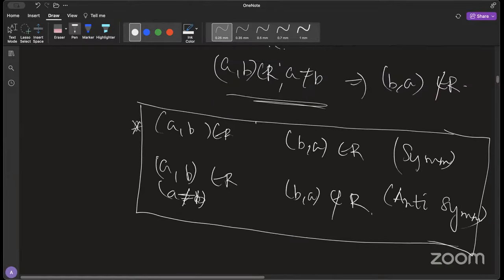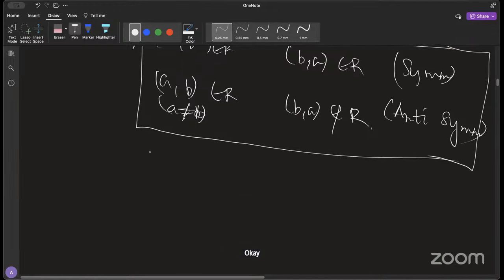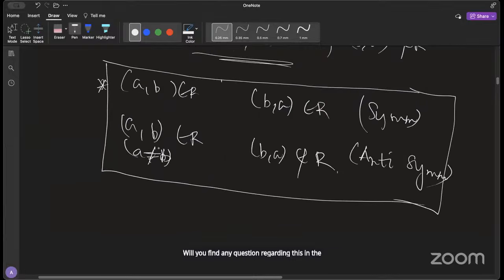Ma'am, I have a doubt. Ma'am, the odd and even function is not taught by the prof, but it is in the extra practice assignment of week 1. Can we find any question regarding this in quiz 1?